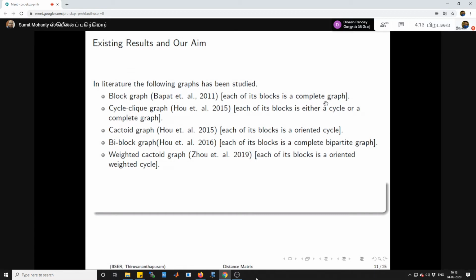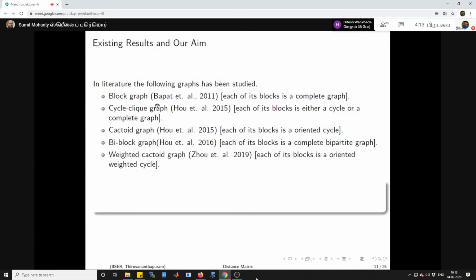Then they compute the determinant and inverse. After that, people studied blocks replaced by cycles, oriented cycles, and even in 2016, replaced with a complete bipartite graph. And the weighted case has also been studied for oriented cycles.